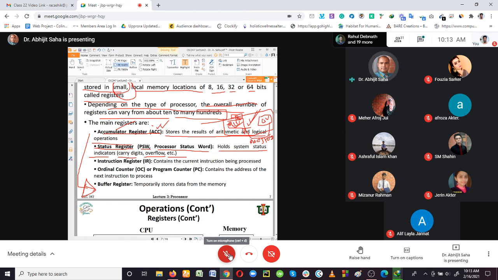So next comes the IR register. This is a very important register. It contains the current instruction being processed. We have already talked about that. Okay, I will come to this. First, the program counter. I have already told you that the program counter is PC. It is also known as the ordinal counter. What does it do? I have already said it contains the address of the next instruction to be processed.